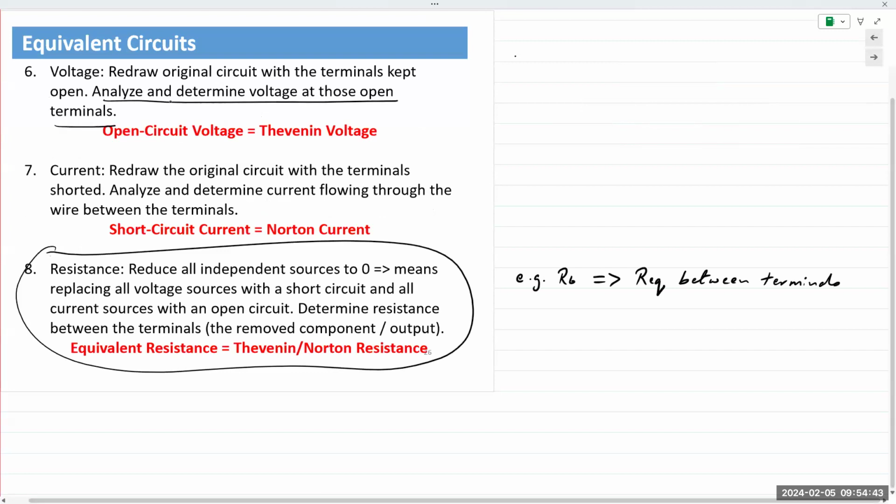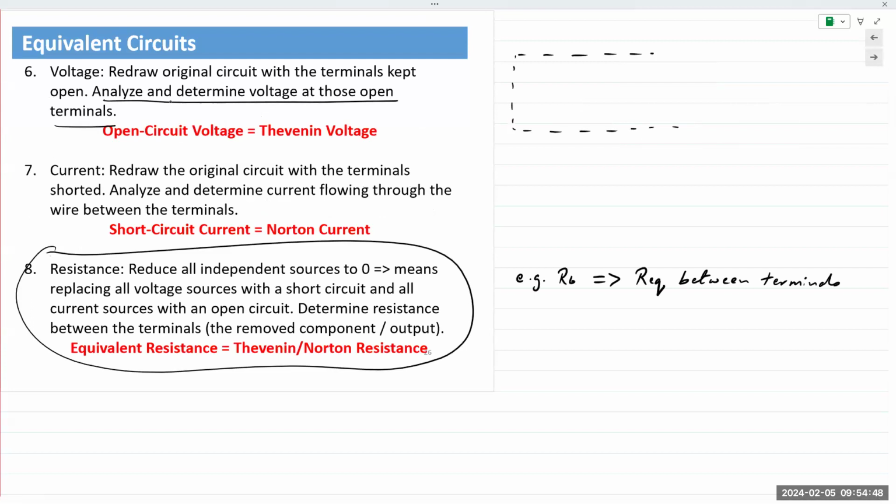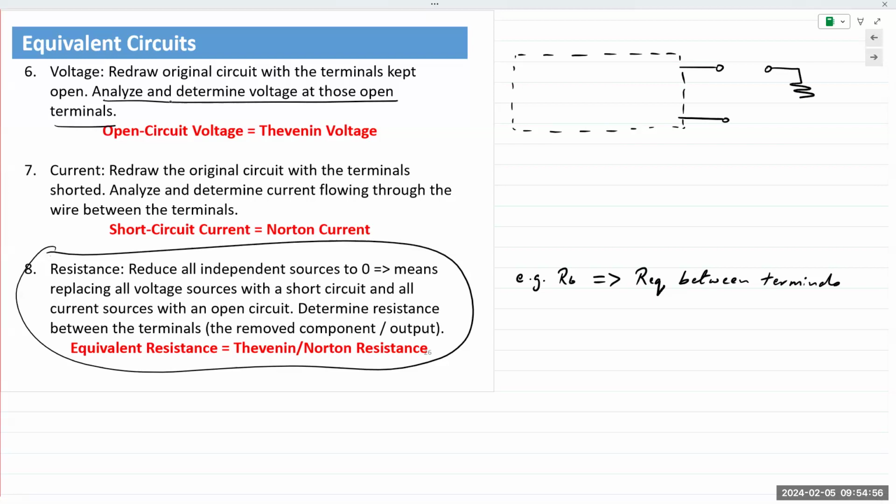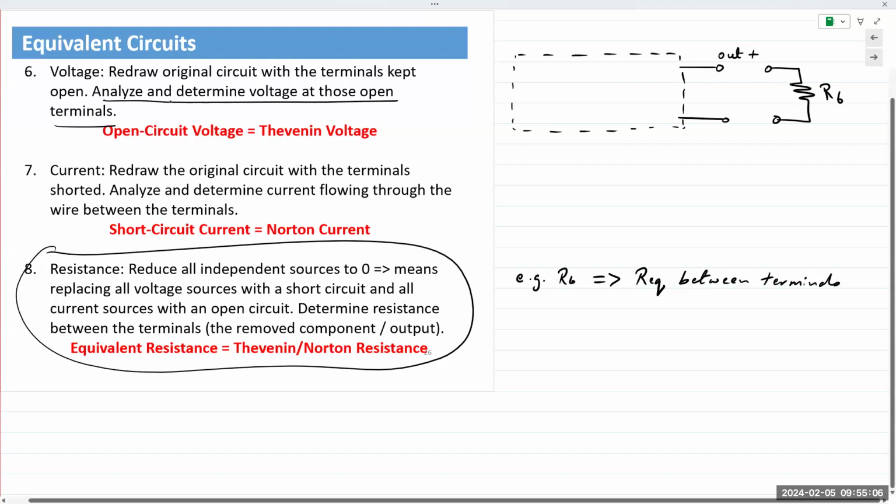So we had the larger circuit. I'm going to put it in a sealed box. And then we had R6 connected here. I'm just using the previous example. Right, so this will still stick with out plus and out minus. These were the open terminals.